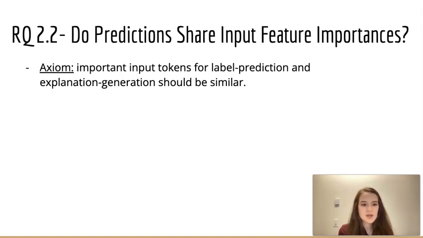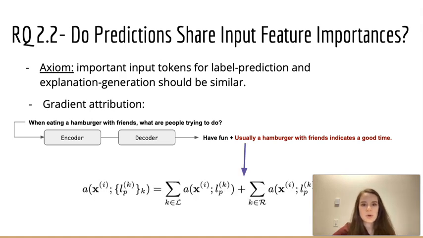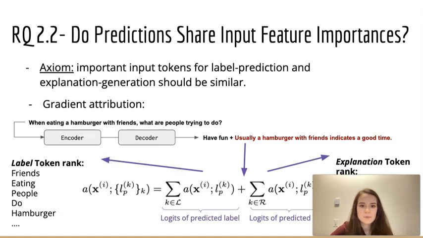In our second set of experiments on joint models, we propose a feature we call feature importance agreement. Our axiom here is that important input tokens for label prediction and explanation generation should be similar. To do this, we use gradient attribution. We simply decompose our gradient attribution scores into 2 components, those with respect to logits of the predicted label and those with respect to logits of the predicted explanation.